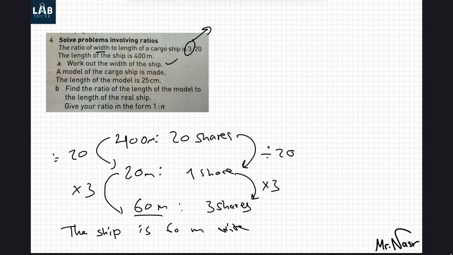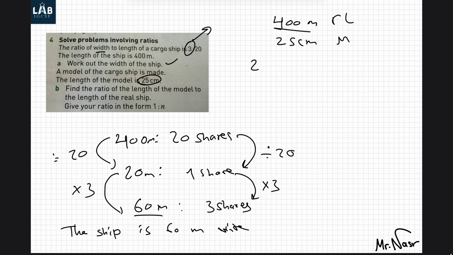Okay, so let's look at the last question here. Find the ratio of the length of the model to the length of the real ship. Give your answer in the ratio 1 to n, unitary method here, obviously. The length of the real ship is 400 meters, but the length of the model is 25 centimeters. So in the model it is 25 centimeters, and in real life it is 400 meters. So we're going to put this in a ratio, okay?